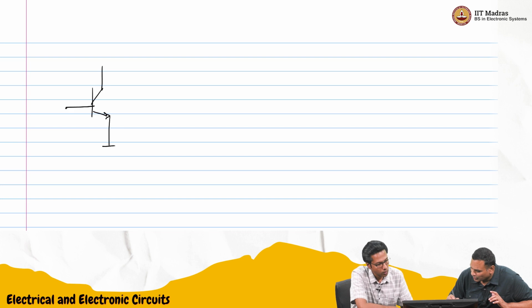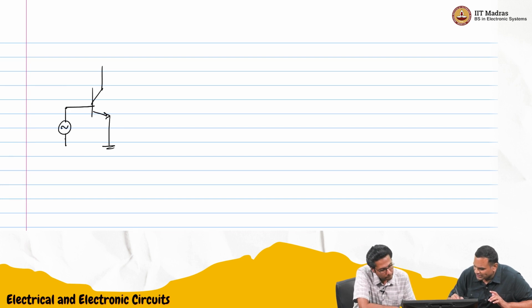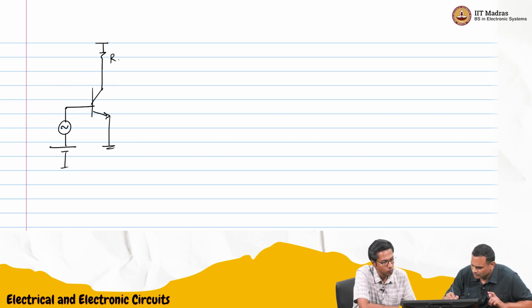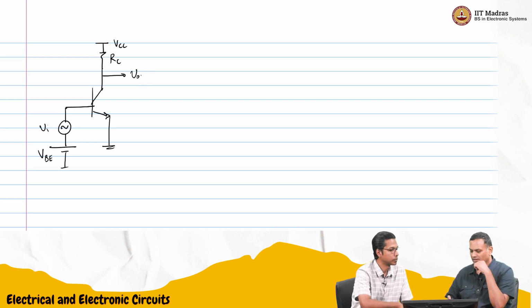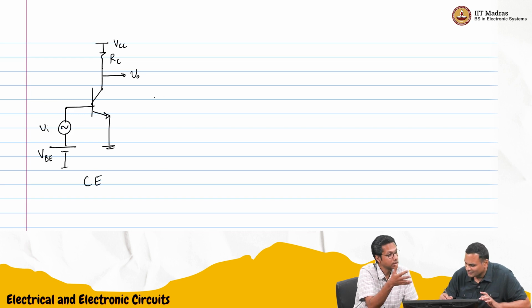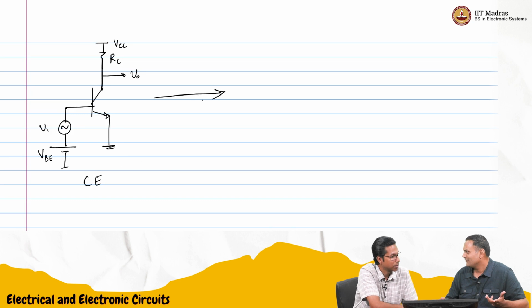Originally, I'll just show the simplest picture that we looked at. This is what we did. I think we called it VB or something like that, VDC. That's why we said base is input and collector is output. Now, the easiest way is to swap the emitter and the base. So this was common emitter, and now the base will become common. As simple as that.